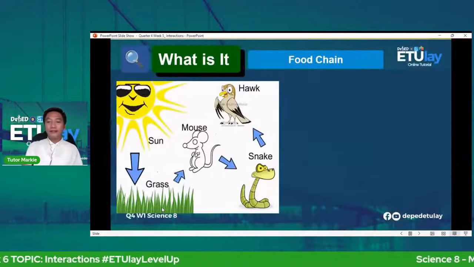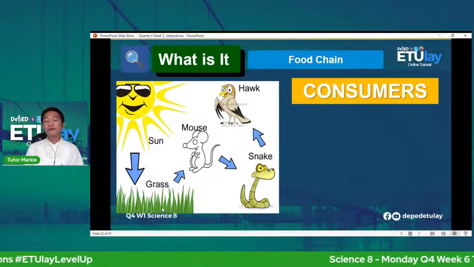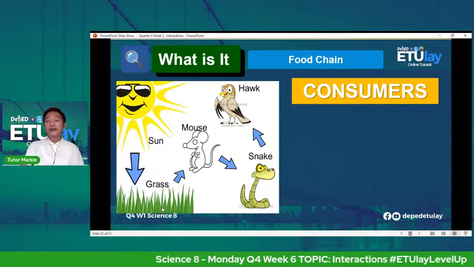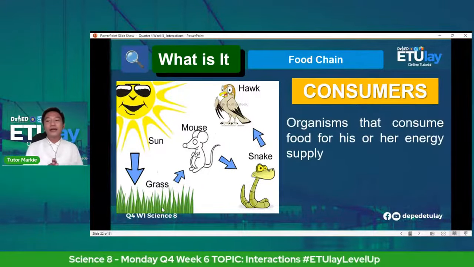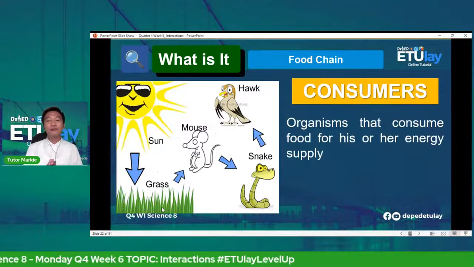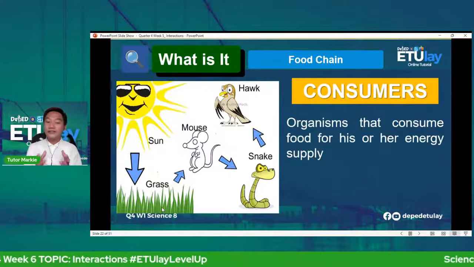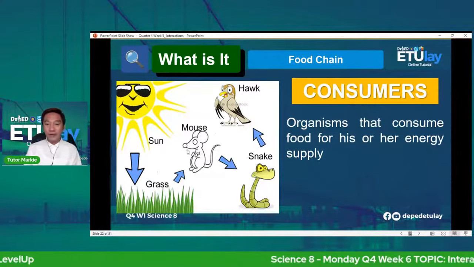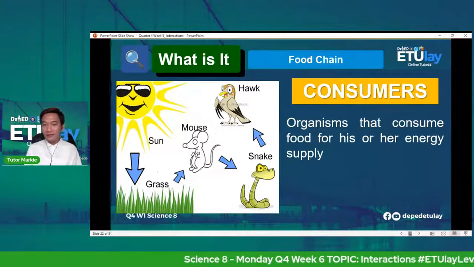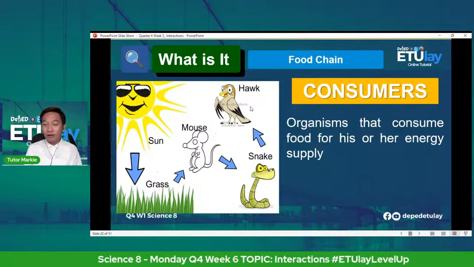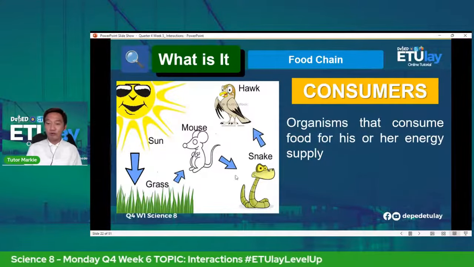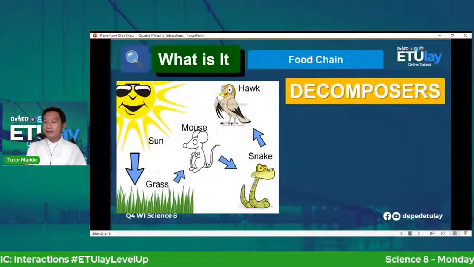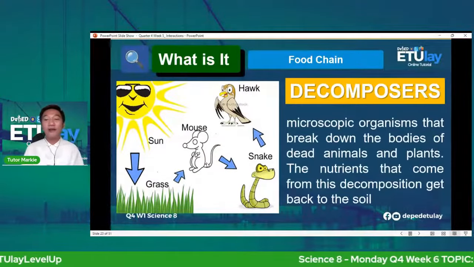The next one is the consumers. So, sino ba yung makikinabang dun sa producer? Si consumer. Si consumer naman, siya yung makakakuha ng energy na sinupply nung producer. So, dito sa example natin, si mouse, si snake, and even si hawk ay example ng consumers. Okay. The third one, we have the decomposers.